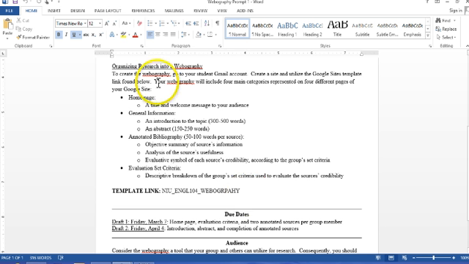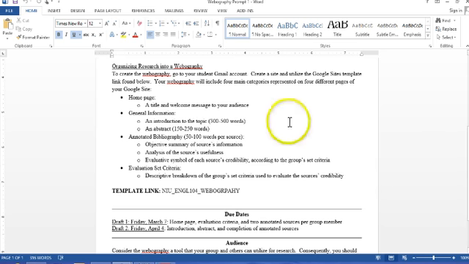Your webography, so your website with your annotated bibliography, is going to have 4 main categories represented on 4 different pages of your Google site. So you'll have your home page, your general information, your annotated bibliography, and your evaluation set criteria. Your home page is just going to be the title of your webography and a welcome message to your audience. Once again, remember that this is going to be people who are just interested in searching your topic.